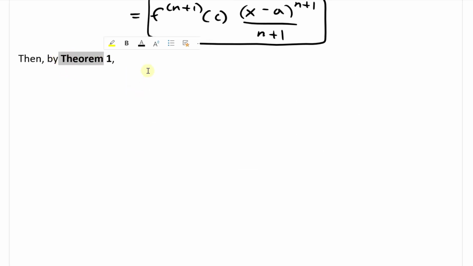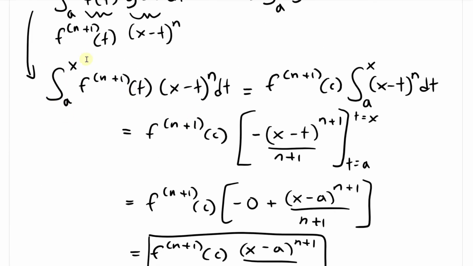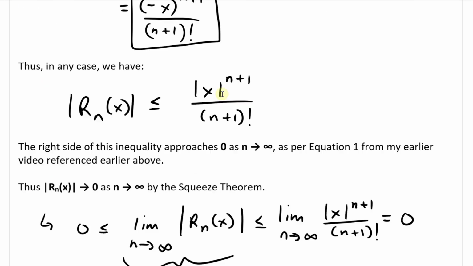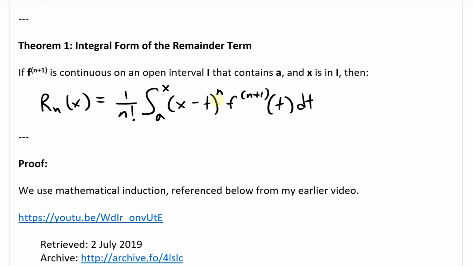By theorem 1, because if you notice something, this right here, the integral from a to x of the n plus 1 derivative of f at t times (x minus t) to the power of n dt. Let's scroll all the way back up to theorem 1. See how far we can go back. Yeah, so scroll all the way back here. So remember theorem 1, which we proved way earlier. This is the remainder term right here. Rn of x equals 1 over n factorial times the integral from a to x of (x minus t) to the power of n times the n plus 1 derivative of f at t dt.